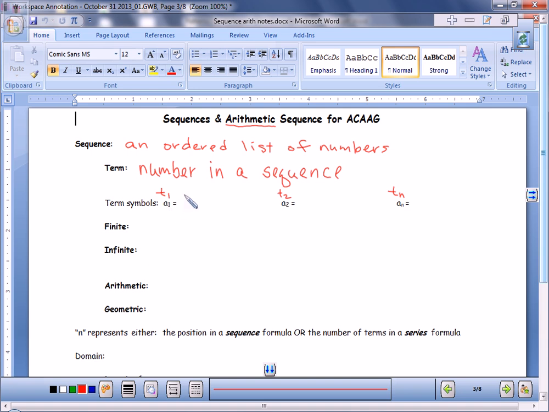Okay, so we're going to let the sub 1 part mean it's the first term. The t sub 2 would represent the second term. And t sub n represents any number of term in the sequence. Sometimes we even use that to represent the last term, the nth term.